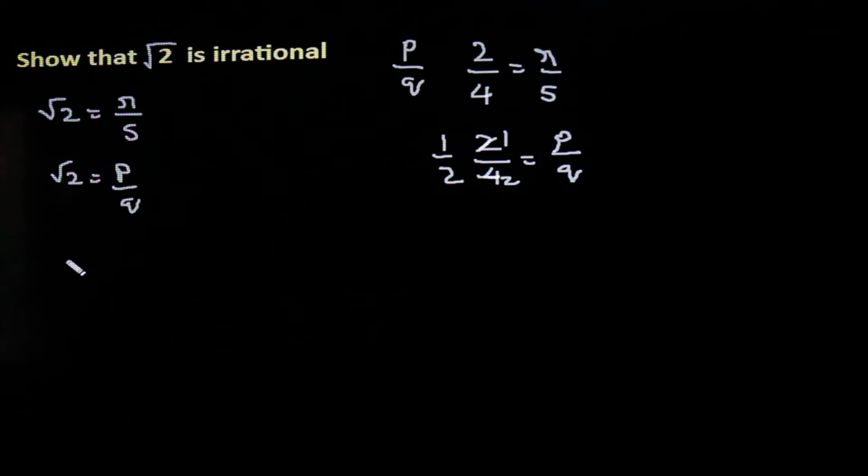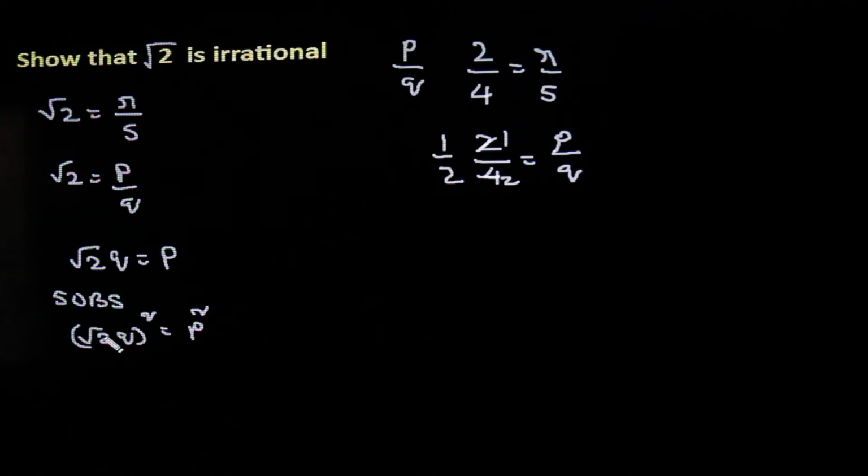Now cross multiply it. Root 2 into q is equal to p. Squaring on both sides, root 2 q whole square is equal to p square. This square belongs to the whole term, therefore this square applies to both the terms. Root 2 whole square, root and square get cancelled, 2 q square is equal to p square. P square is equal to 2q square.